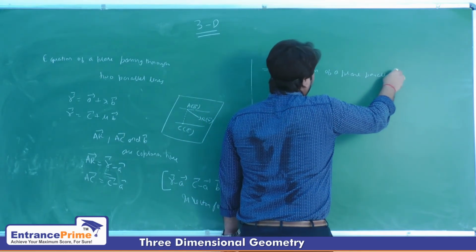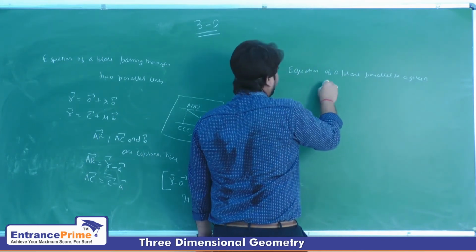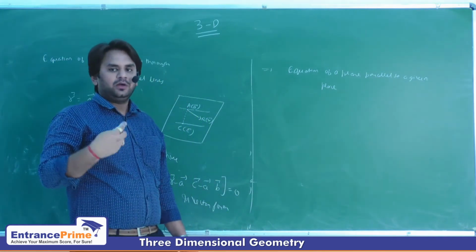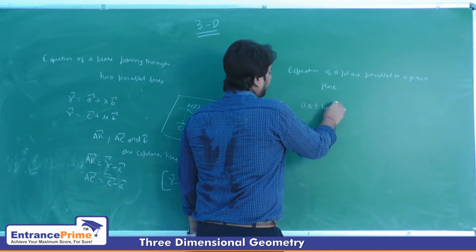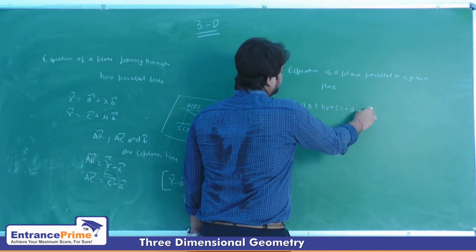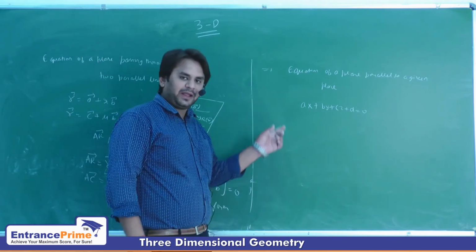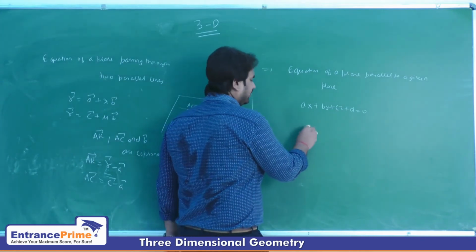Okay. Next point in this is that you have to find the equation of a plane parallel to a given plane. Let us suppose our plane is ax plus by plus cz plus d is equal to 0. So this is the equation of the plane for which we have to find the plane which is parallel to this plane.